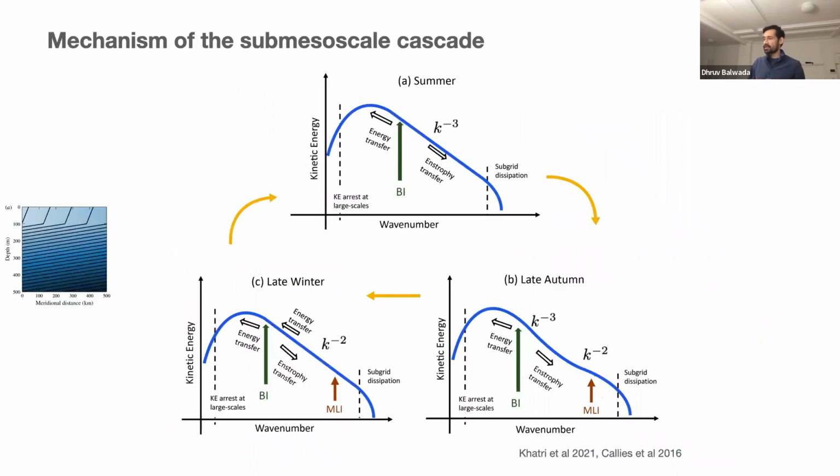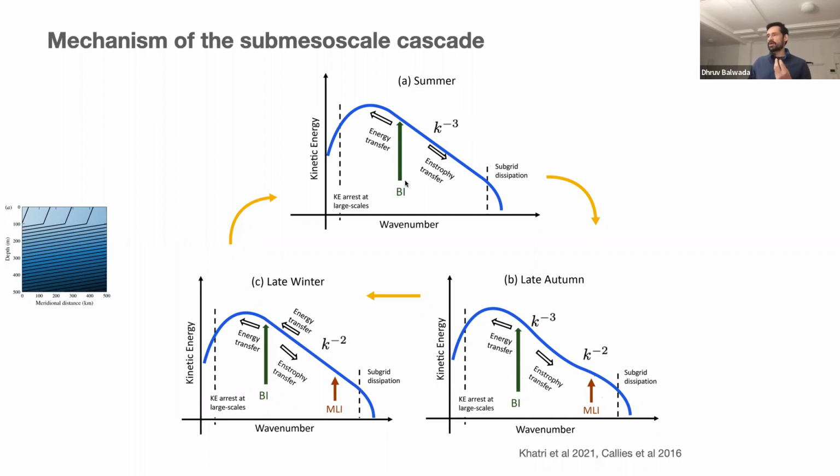I like the schematic by Hemant Khatri in 2021. Let's step through this for a second. What they're suggesting is that we start in the summer. Again, the blue line is the power spectrum of kinetic energy plotted as a function of wavenumber. In summer, we have a certain distribution of energy that's present. This has a certain power law, k to the minus 3, which, just for reference, corresponds to an enstrophy transfer.